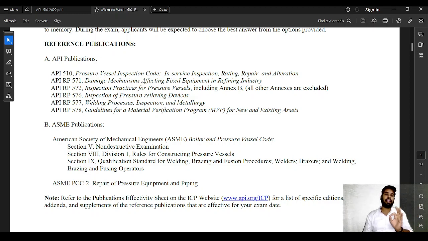Secondly, the last thing that an inspector would need to know is ASME PCC 2, the repair of pressure equipment and piping. So this is common for the people who are also studying for the API 570 piping examination. Repair of pressure vessels and piping, we need to understand it. Not a huge part of the examination, but an examination part nonetheless.